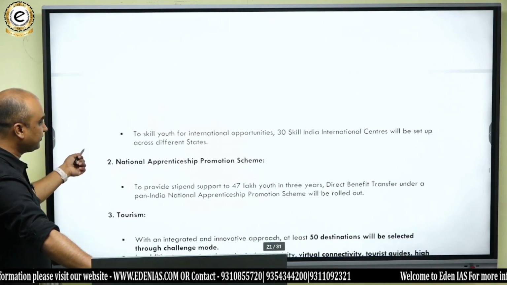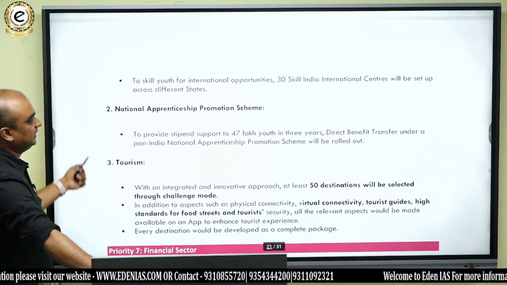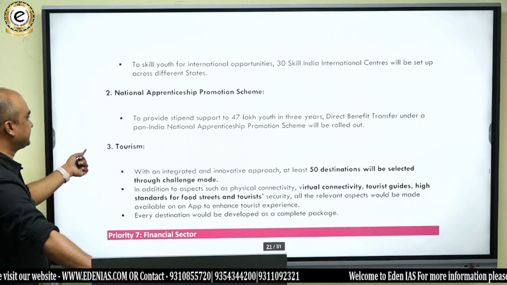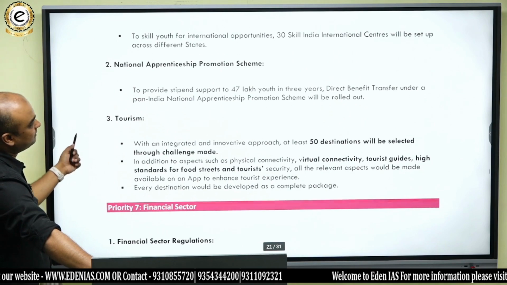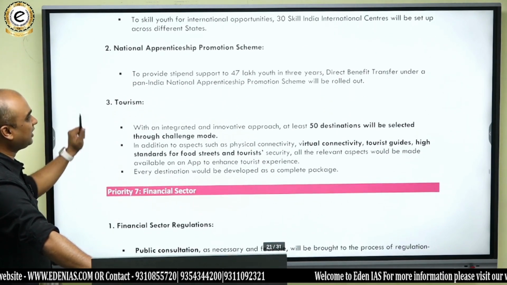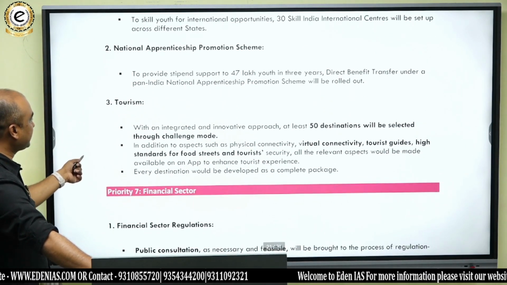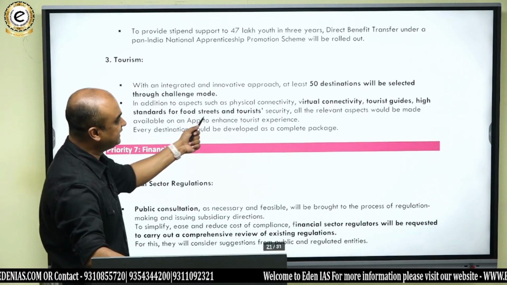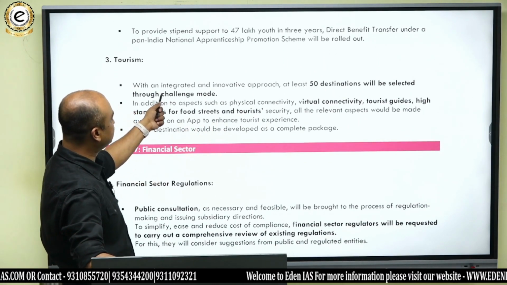To skill youth for international opportunities, 30 Skill India International Centers will be set up across different states. National Apprenticeship Promotion Scheme, क्या ये तो पुराना है, बट 3 years के लिए और कर दिया गया. Tourism with an integrated and innovative approach, at least 50 destinations will be selected through challenge mode.